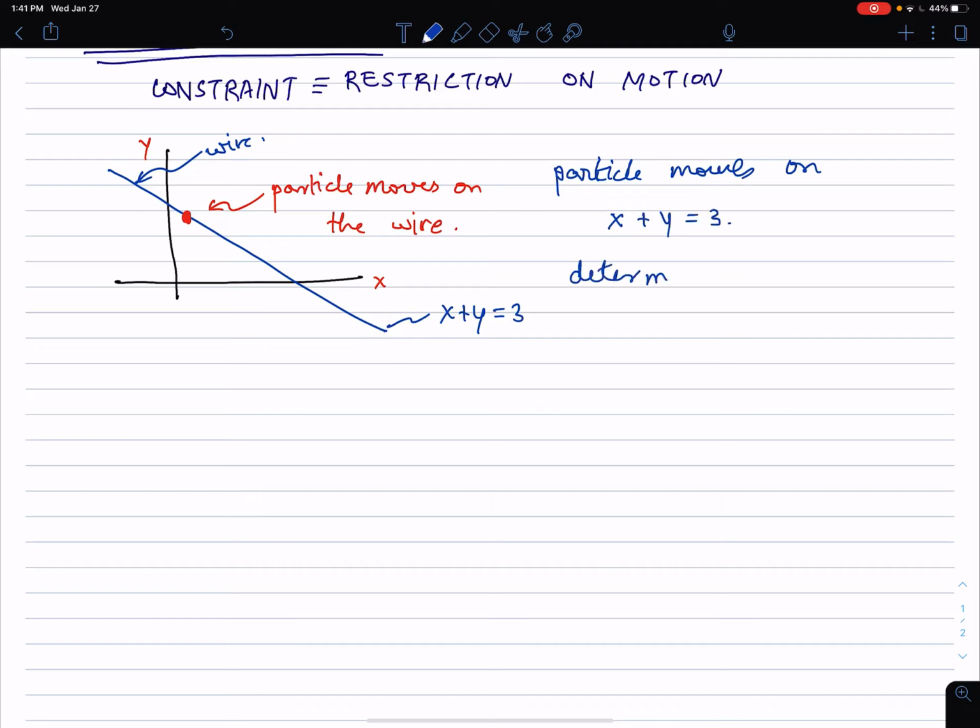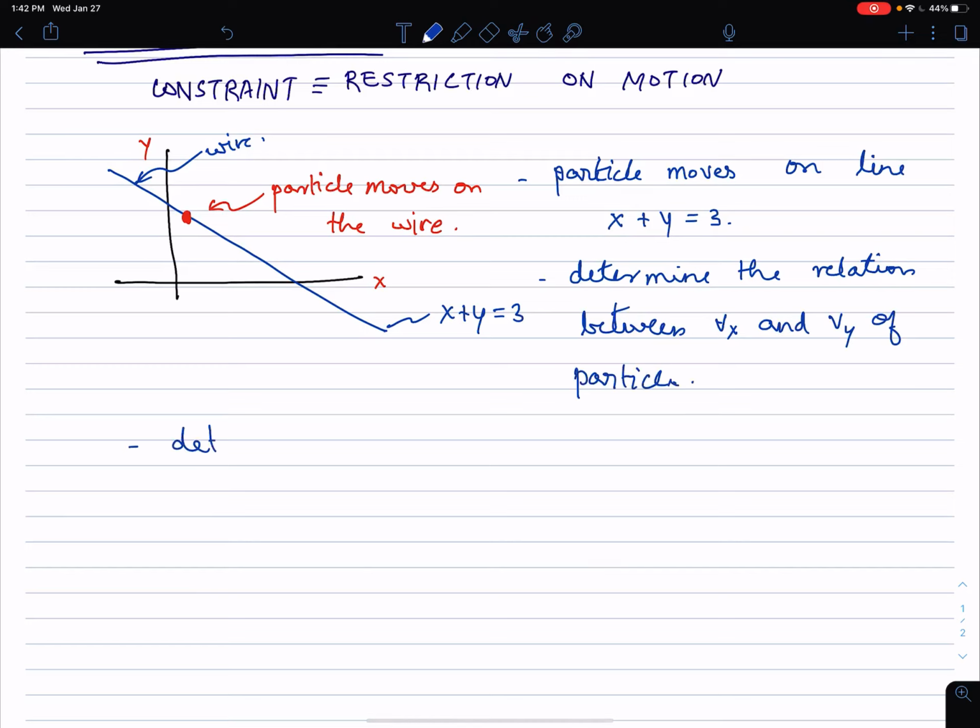Determine the relationship between Vx and Vy of the particle, and determine the relation between Ax and Ay of the particle.